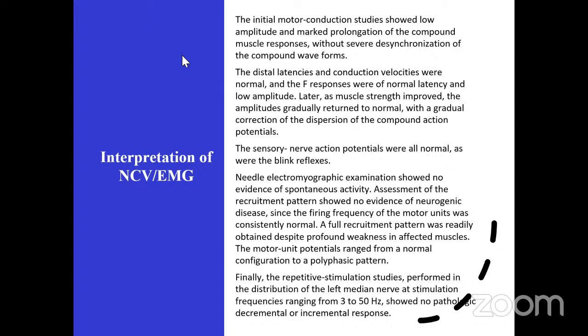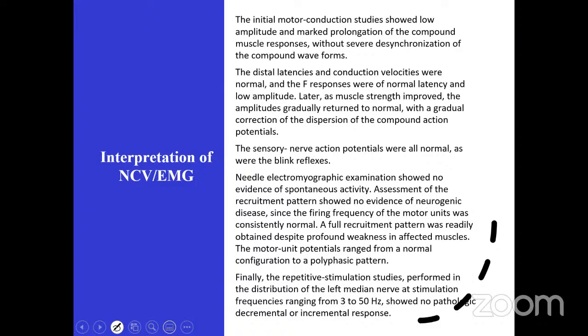The initial motor conduction study showed low amplitudes, marked prolongation of the CMAP without severe desynchronization of the compound waveforms. The distal latencies and conduction velocities were normal. F responses were of normal latency and low amplitude. Later, as the muscle strength improved, the amplitudes gradually returned to normal with the gradual correction of the dispersion of the compound action potentials. The SNAPs were all normal, as were the blink reflexes.